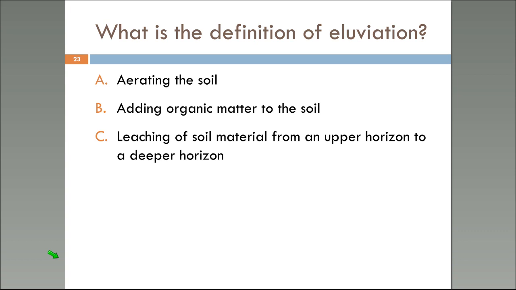Okay. So I see there's a little bit of fluctuation still, and not everybody has answered. But it looks like the overwhelming majority says that eluviation is leaching of a soil material or soil mineral from an upper horizon to a deeper horizon. And yes, the correct answer is C.